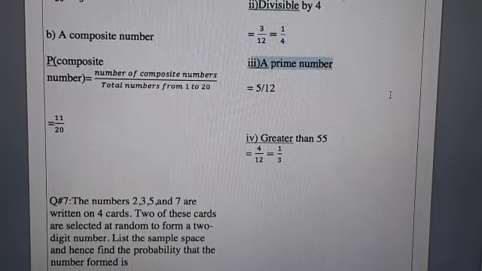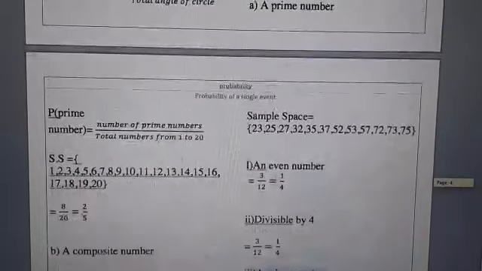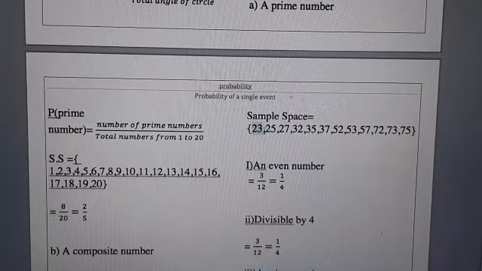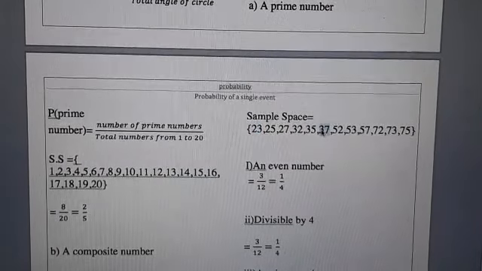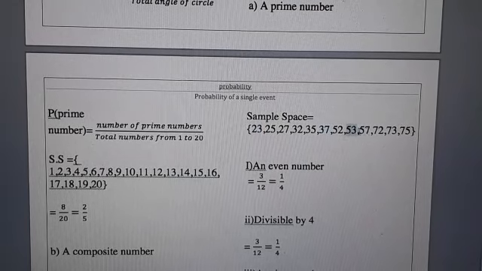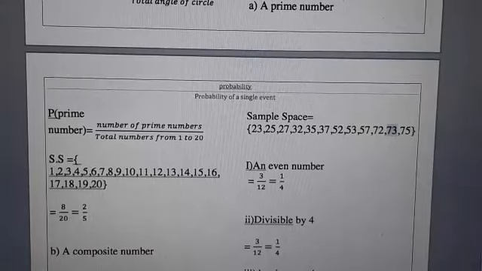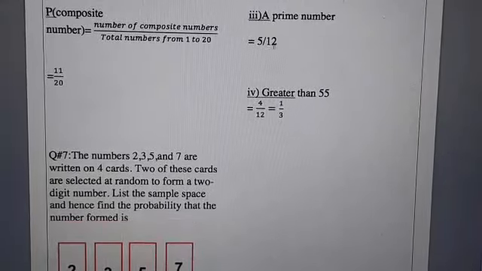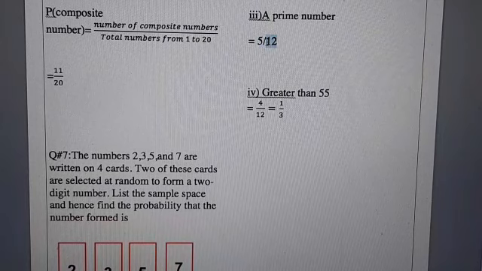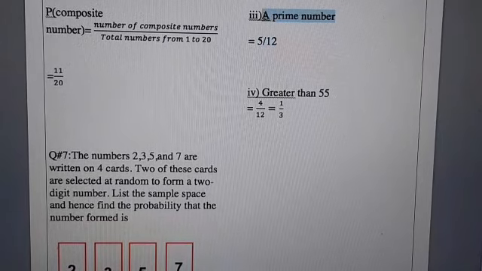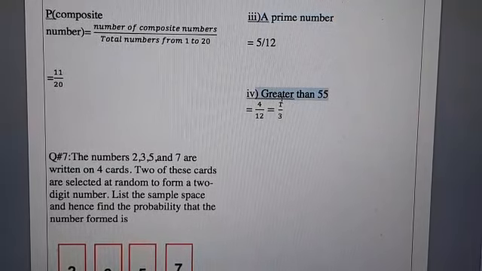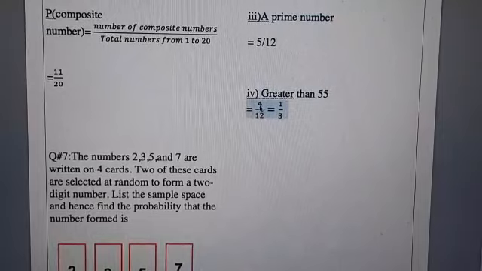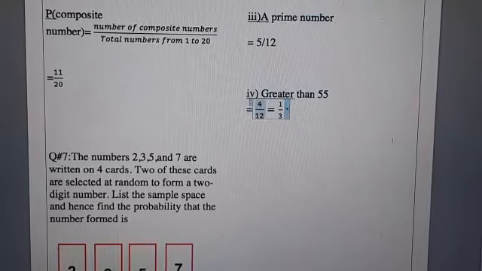A prime number: if you look in your sample space, how many prime numbers do you have? 23 is a prime number, then you have got 37, then you have got 53, 57, and 73. So we have got 5 prime numbers, and total outcomes are 12. So the probability of drawing a prime 2-digit number is 5 out of 12, and the probability of having a number greater than 55 will be 4 out of 12, because 4 numbers are greater than 55 in the sample space.